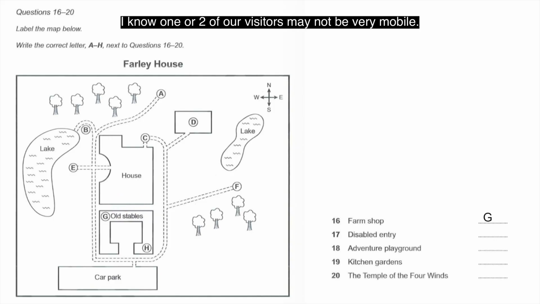I know one or two of our visitors may not be very mobile. The main entrance to the house has quite a few steps, so you may want to use the disabled entrance instead. That's on the far side of the house, away from the car park.